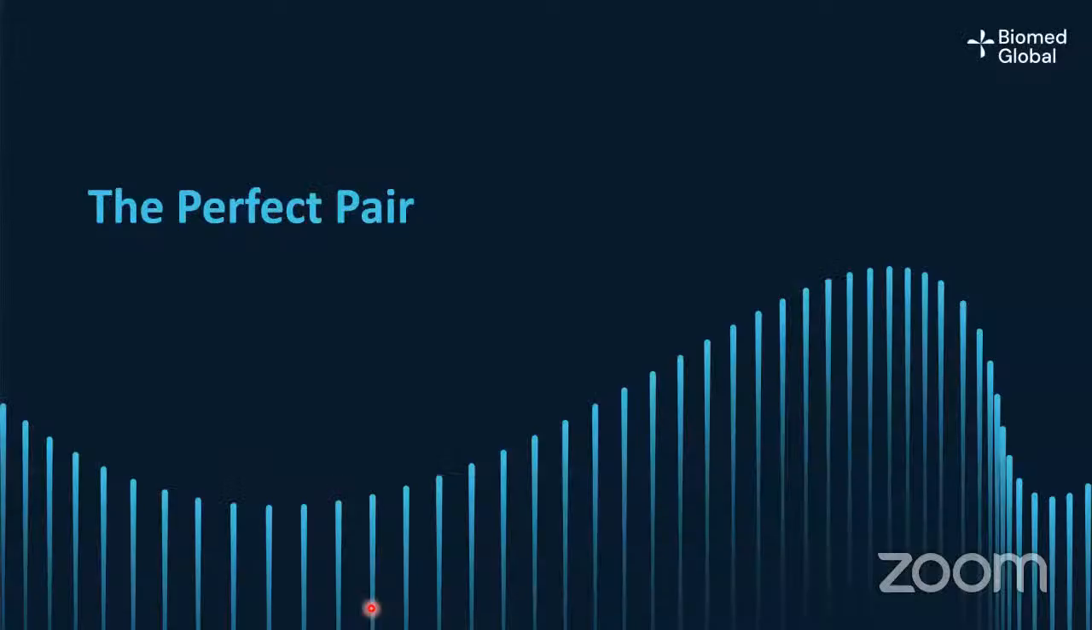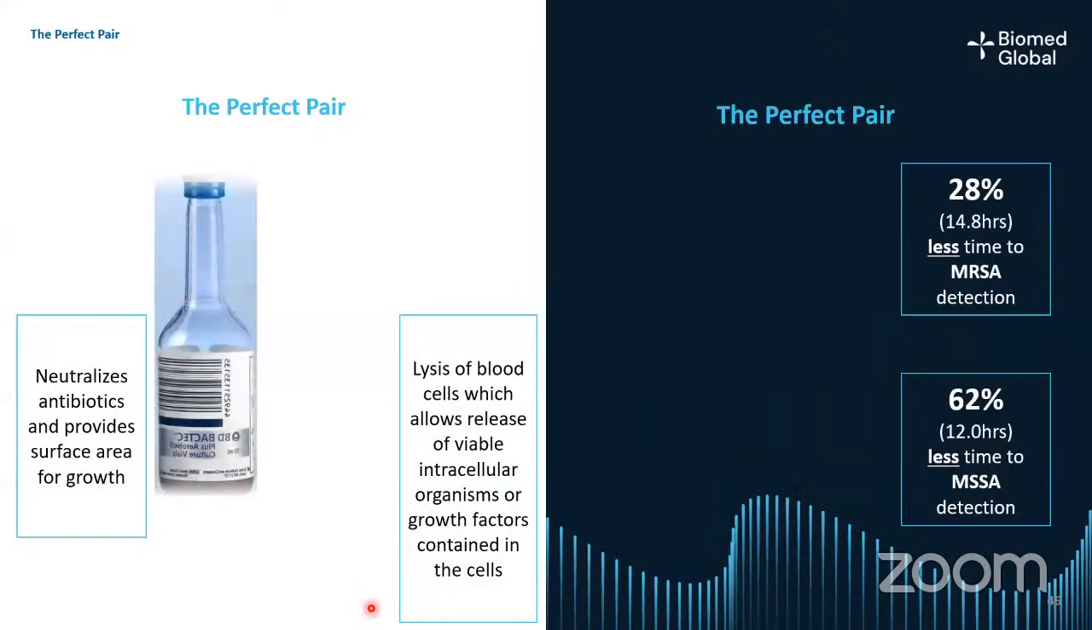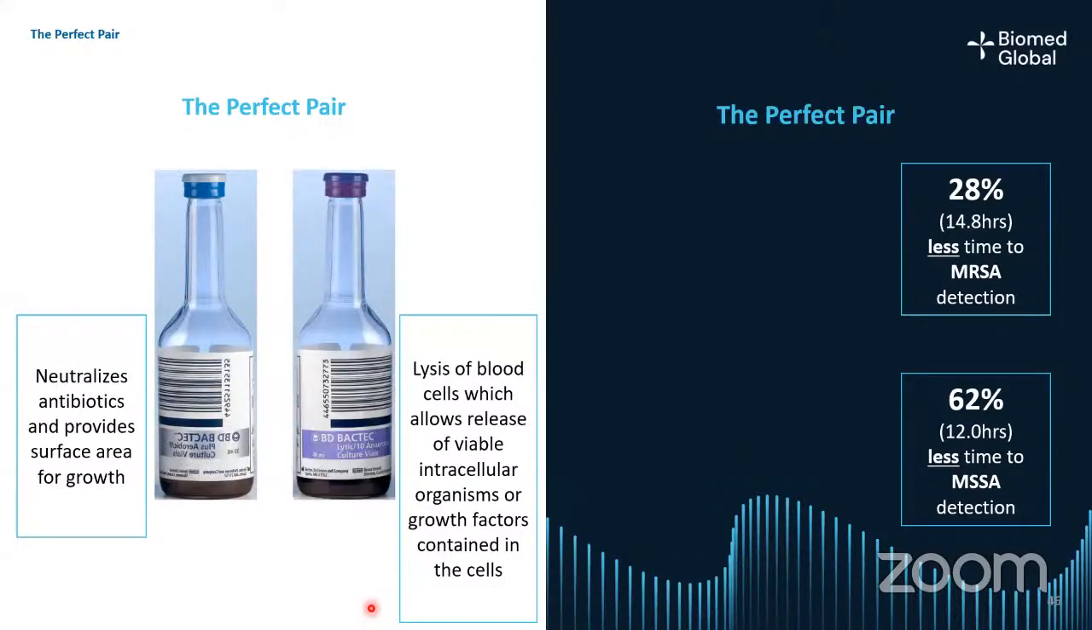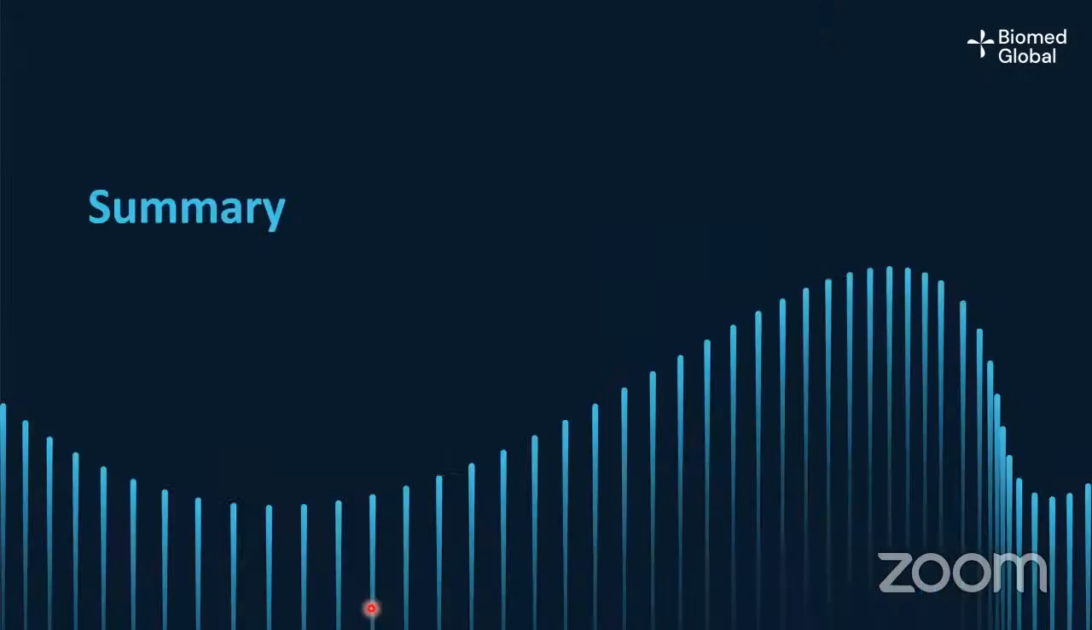Before I summarize, let me quickly go through the concept of the perfect pair. The perfect pair is a name given for a single set of blood cultures containing the aerobic bottle along with the anaerobic bottle. The aerobic bottle has the resin media to help neutralize antibiotics, and the anaerobic bottle has the lytic agent called saponin, which helps to lyse the blood cells, thereby releasing intracellular microorganisms. When used together, they provide less time to MRSA detection, as well as less time to MSSA detection.